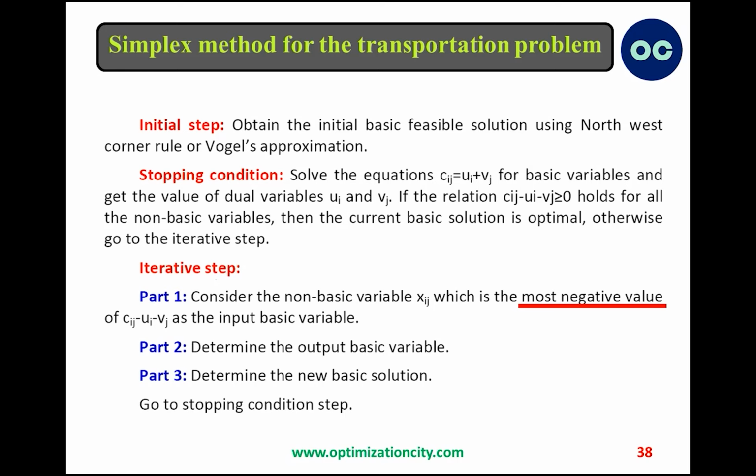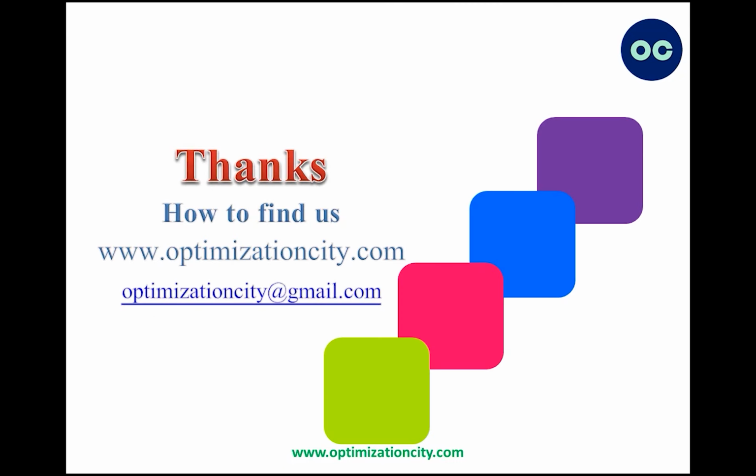We have three parts in the iterative step. Identify the non-basic variable xij that has the most negative value of Cij minus ui minus vj as the input basic variable. Determine the output basic variable by a cyclic process. And then calculate the new basic variables. Go back to the stopping condition and repeat the process until the stopping condition is satisfied.